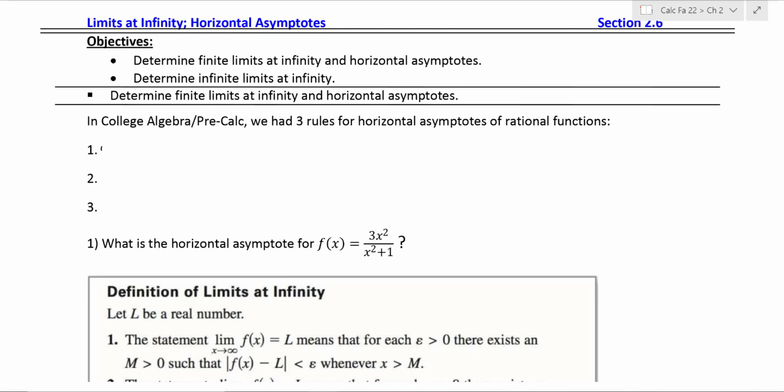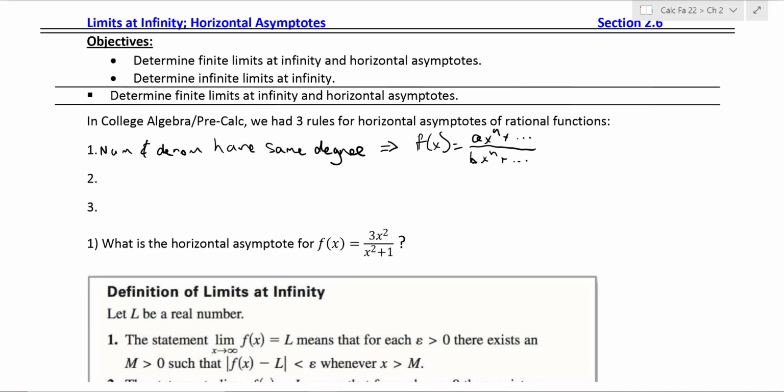The numerator and denominator had the same degree. Then the horizontal asymptote was the quotient of the leading coefficients. So if we had a function f of x that was like a sub x to the n plus some more lower powered things, and then b x to the n plus some lower powered things, our horizontal asymptote was y equals a over b, right? The quotient of those leading coefficients.